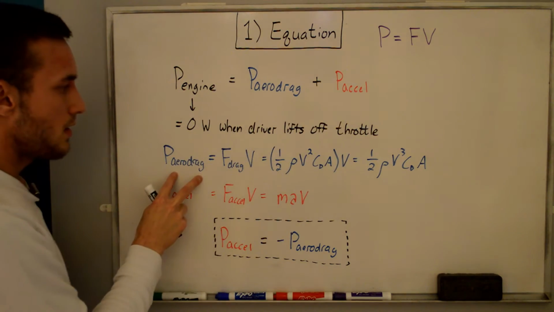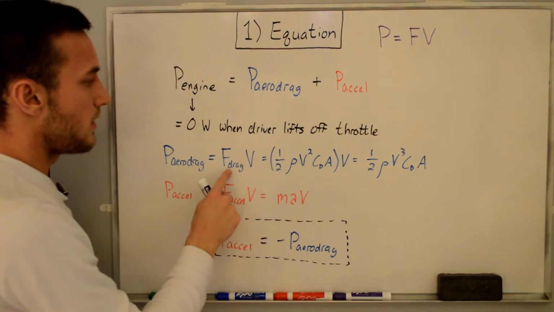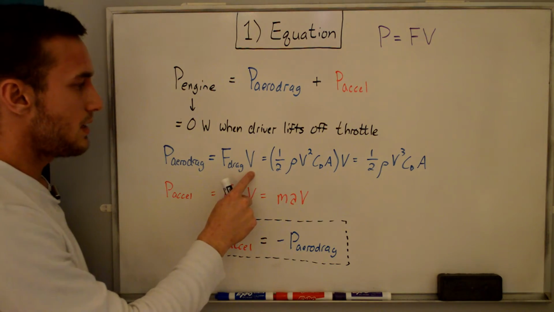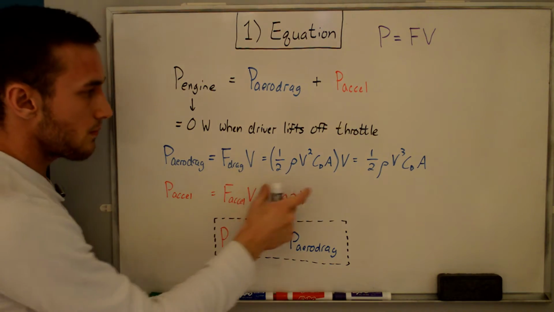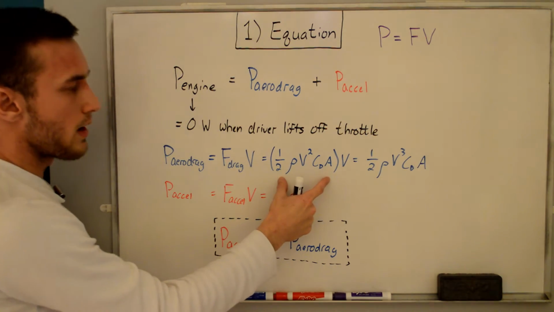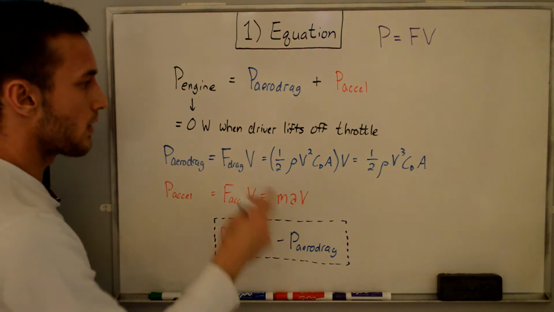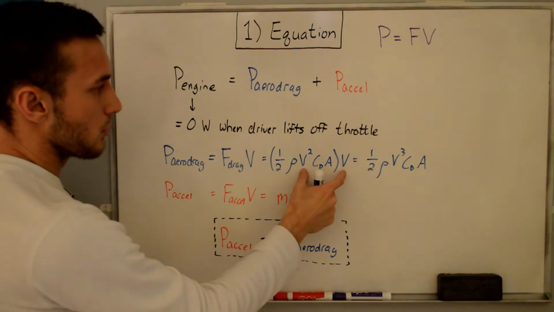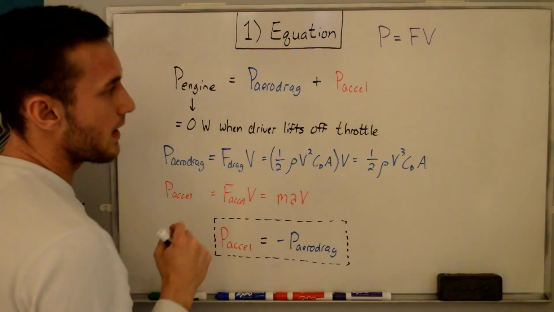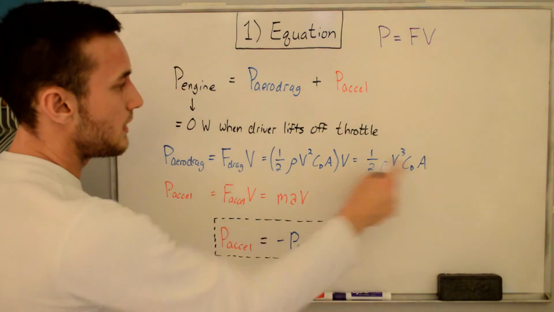P aero drag is down here. We're just using this equation here. So we have the force from the aero drag times the velocity. The force of drag can be written as this, 1/2 rho v squared CdA, I'll explain this on the next whiteboard, times the velocity here, and we're just going to multiply the velocity through, so we end up getting 1/2 rho v cubed CdA.